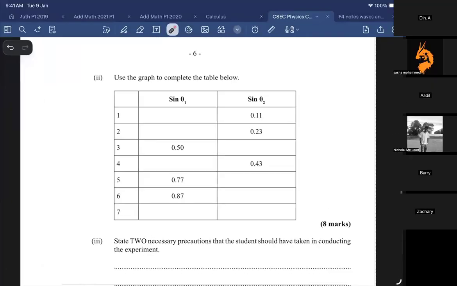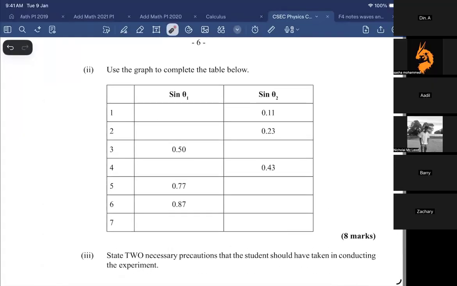Let's look at the other question. Use the graph to complete the table below. So we have a missing table here, and this is 8 marks. 8 marks, guys. That's a lot of marks just for filling out that table. That's real easy.